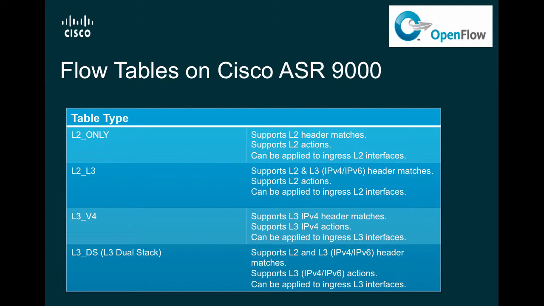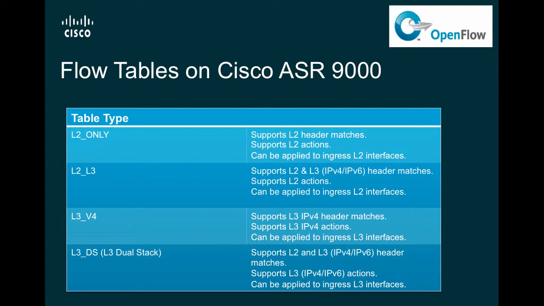However, this is applied in ingress direction only. Hence, your OpenFlow matches and actions are applied for incoming traffic only. So you can see that there are 4 different flow tables on the Cisco ASR 9000.